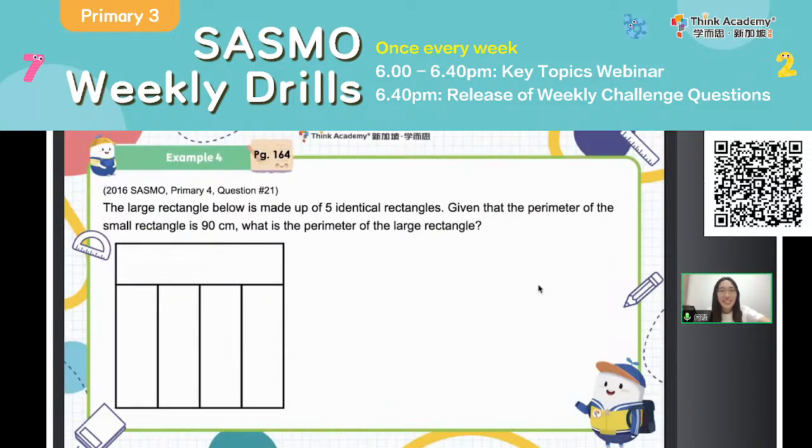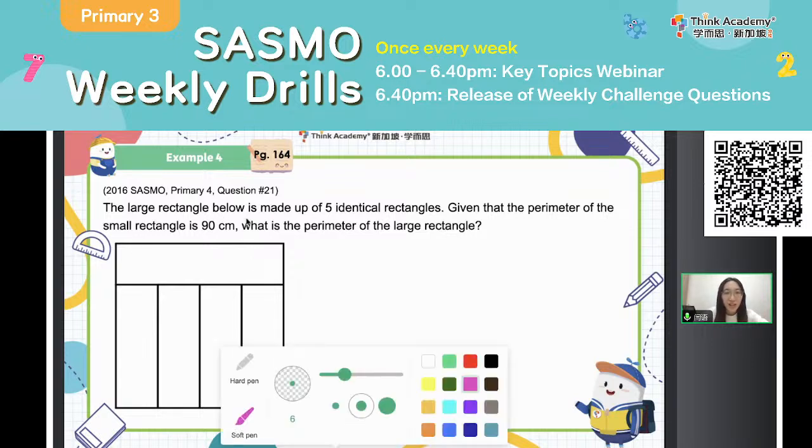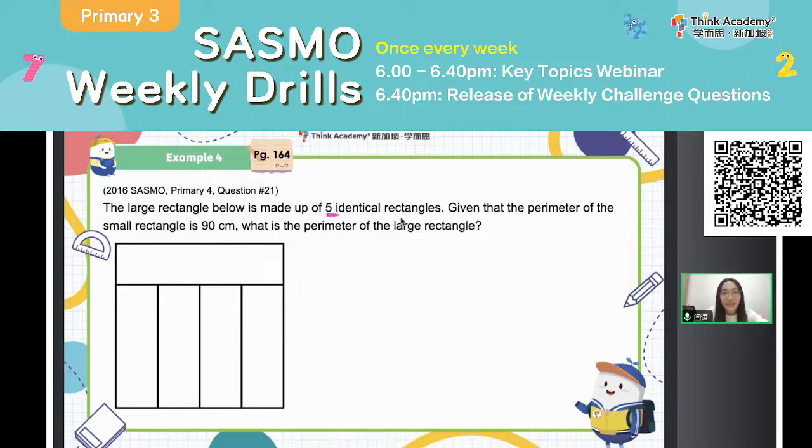Now for the last example, example 4. Everyone please turn to page 164. You can see that actually this is a primary 4 SASMO question. Let's have a look. The large rectangle below is made up of 5 identical rectangles. What is the meaning here? That means all the rectangles are the same. Given that the perimeter of the small rectangle is 90 centimeter, what is the perimeter of the large rectangle?